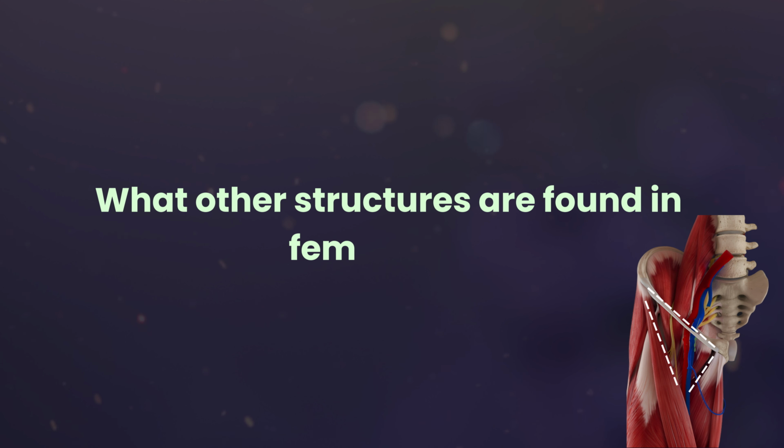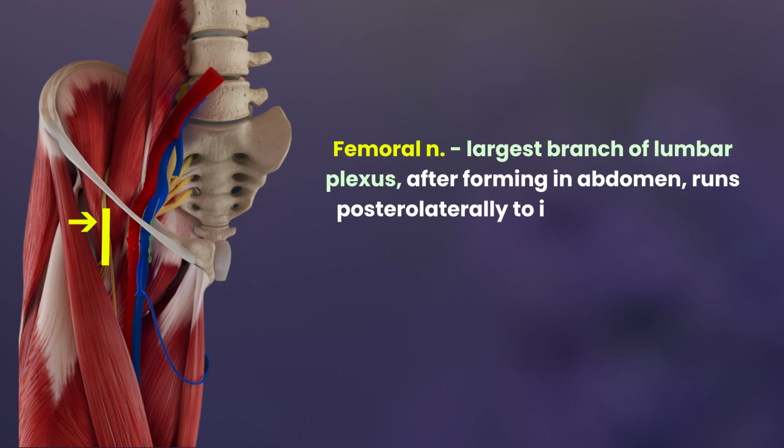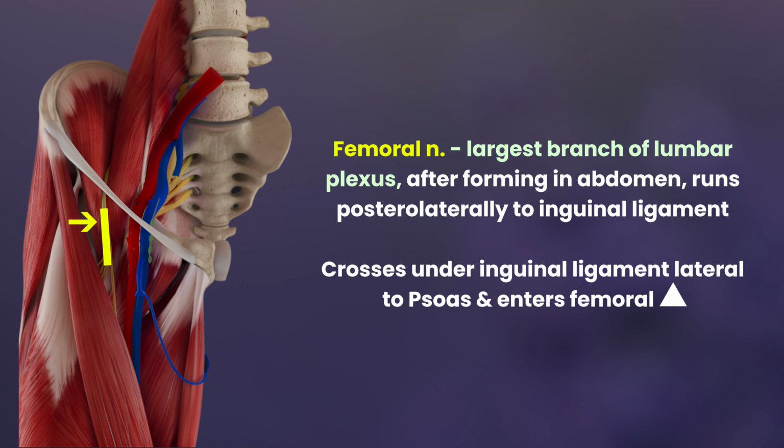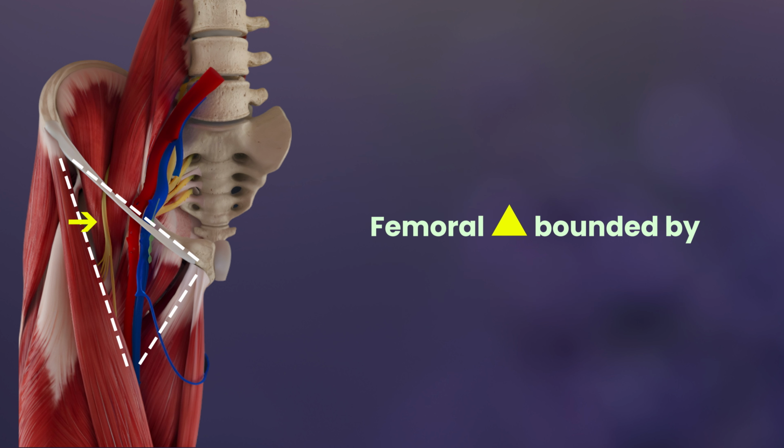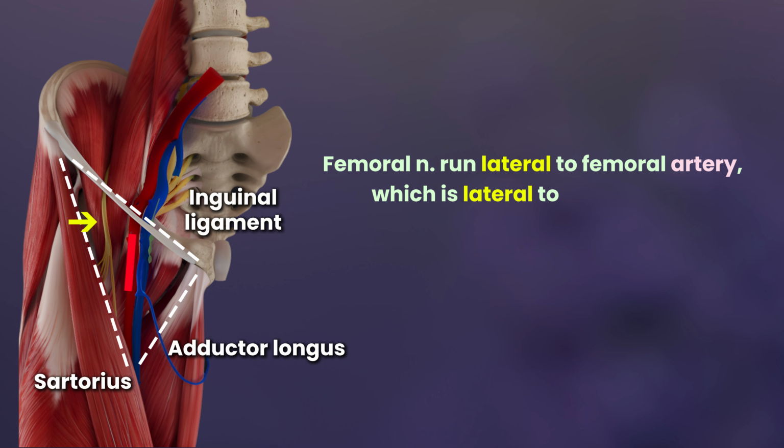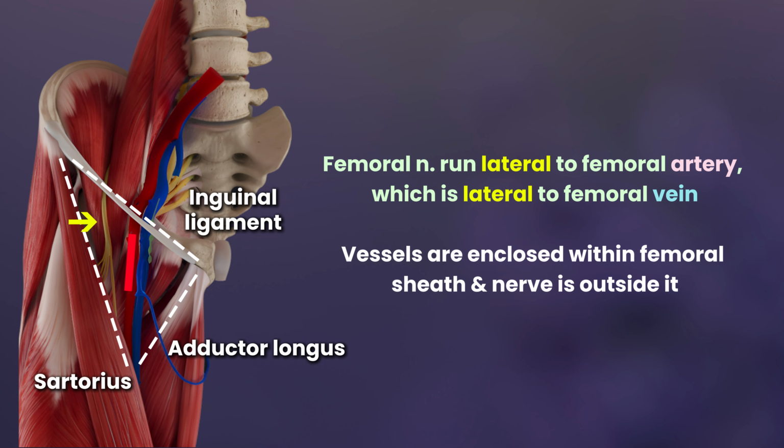What other structures are found in the femoral triangle? The femoral nerve is the largest branch of the lumbar plexus and, after forming in the abdomen, runs posterolaterally to the inguinal ligament. It crosses under the inguinal ligament lateral to the psoas muscle and enters the femoral triangle. In the femoral triangle, bounded by the sartorius muscle, inguinal ligament, and adductor longus, the femoral nerve runs lateral to the femoral artery, which is lateral to the femoral vein. The vessels are enclosed within the femoral sheath, and the nerve is outside it.